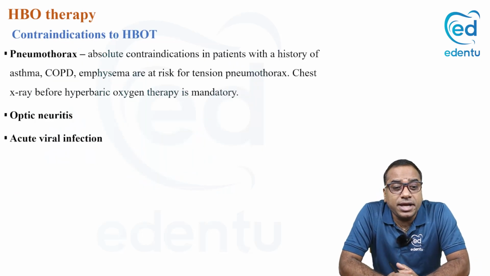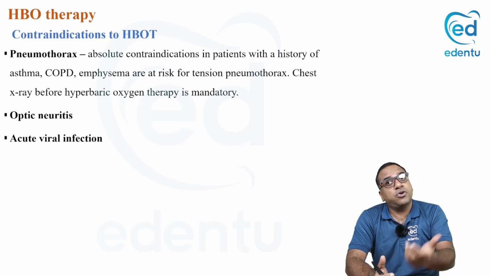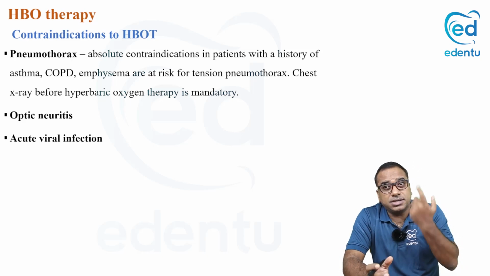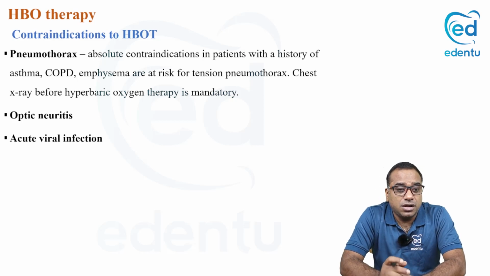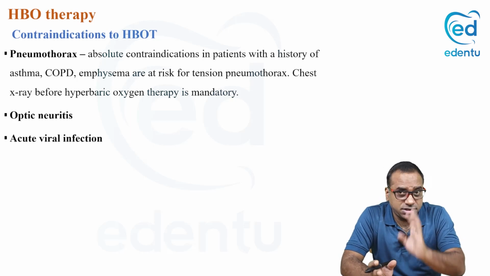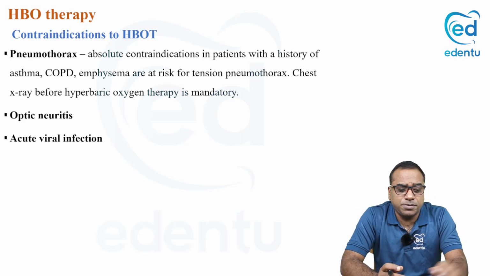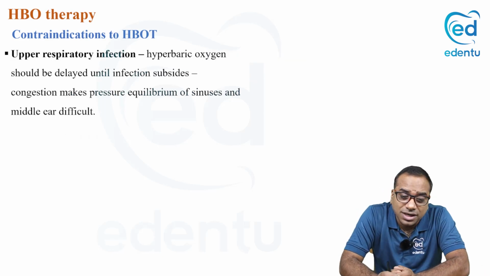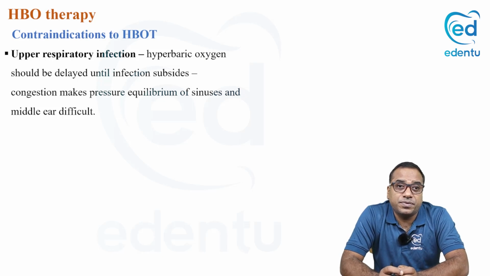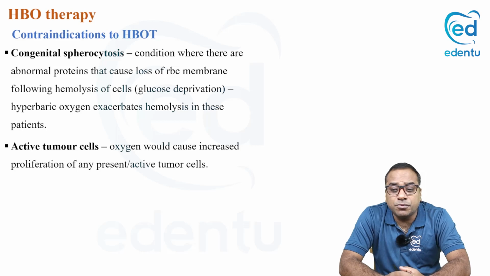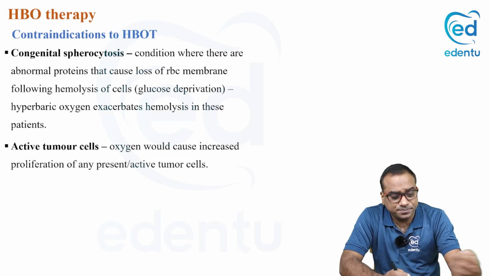So coming to contraindications of HBO therapy, where you should not do it. You should not give it in pneumothorax patients, optic neuritis, inflammations of the eye, and acute viral infections. It is contraindicated. If a viral infection is going on, you should not give HBO therapy. Not only this, we should not give it in upper respiratory infections also. And congenital spherocytosis you should not give, active tumor cells also you should not give. So in these 3 or 4 conditions, you are not supposed to do HBO therapy.